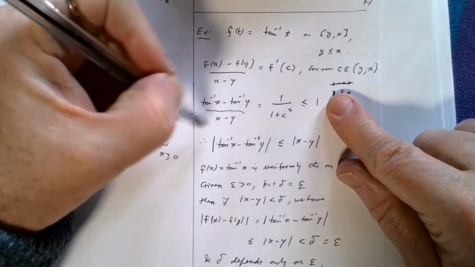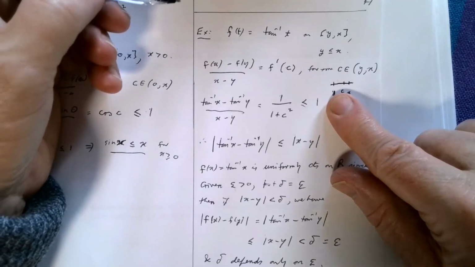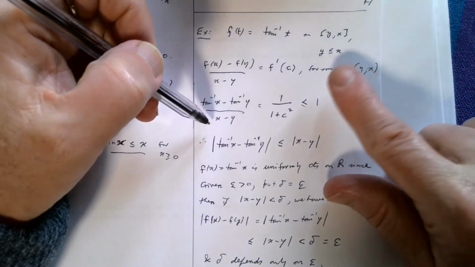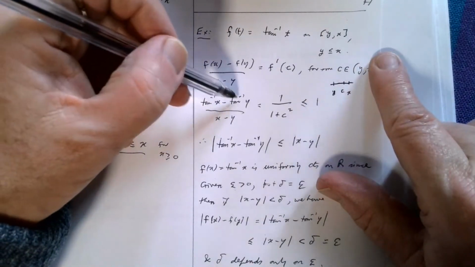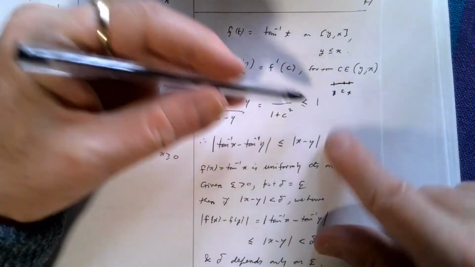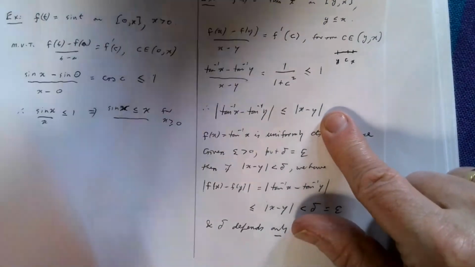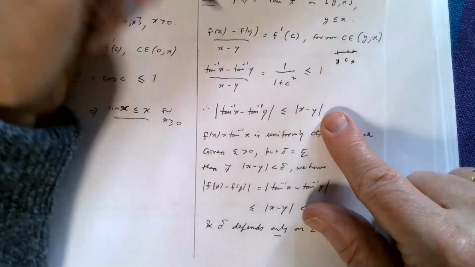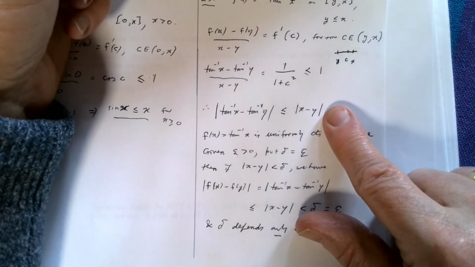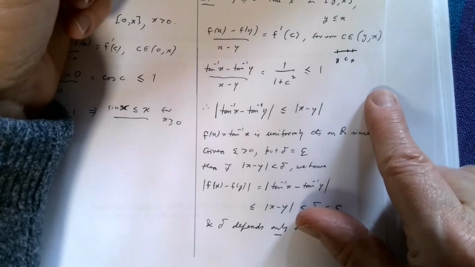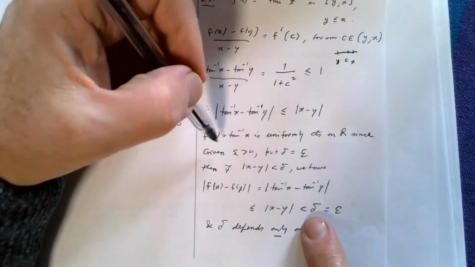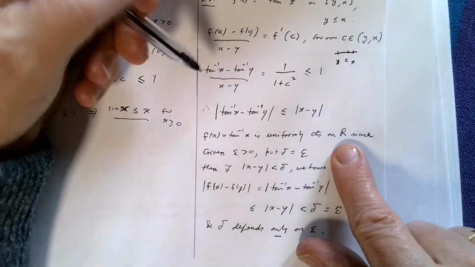So I can take the absolute value of both sides. Everything's positive because y is less than x, and this is positive, positive. So you can take the absolute value of both sides and then pull this up to the other side, and I get this formula here. Inverse tan of x minus inverse tan y is less or equal to absolute value x minus y. That's the first part.